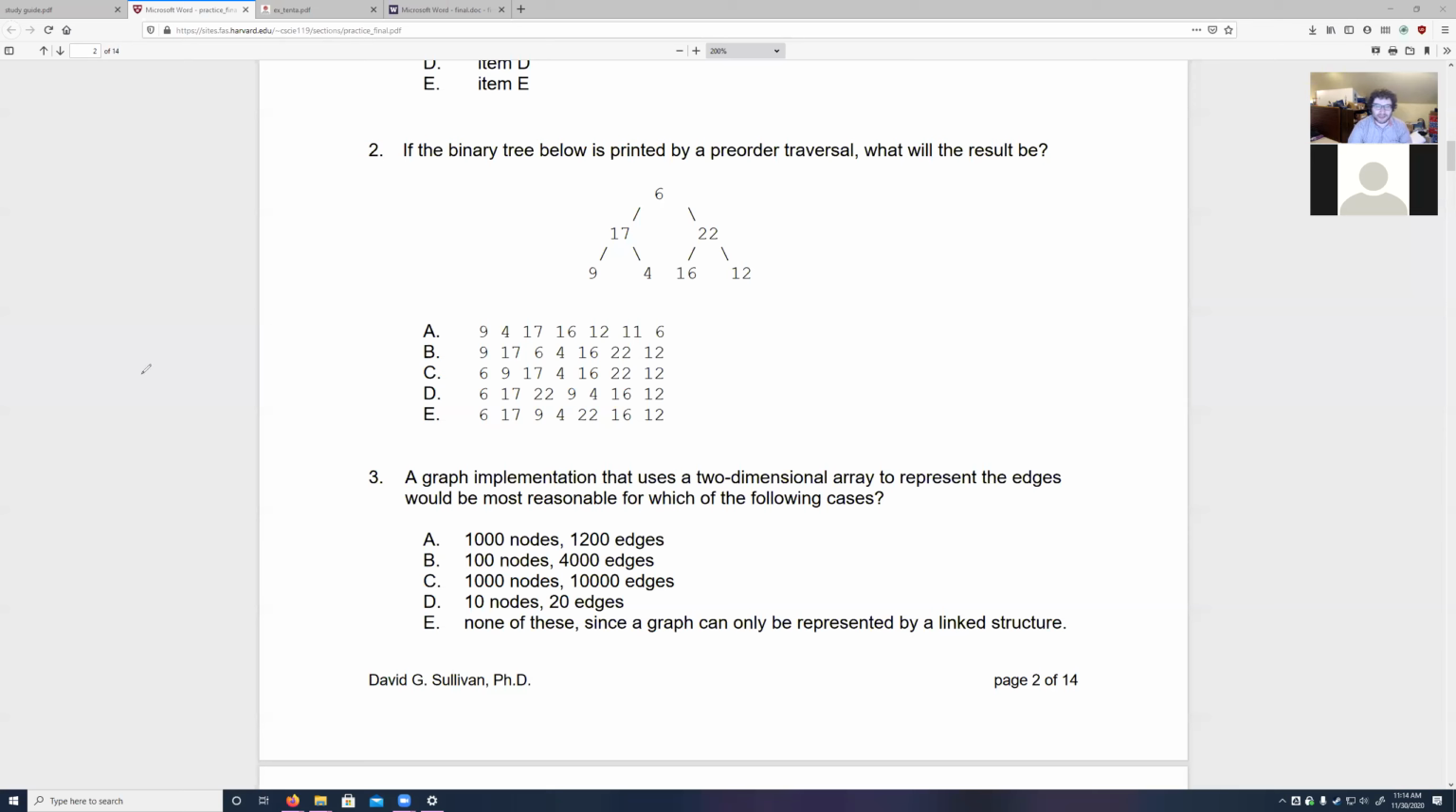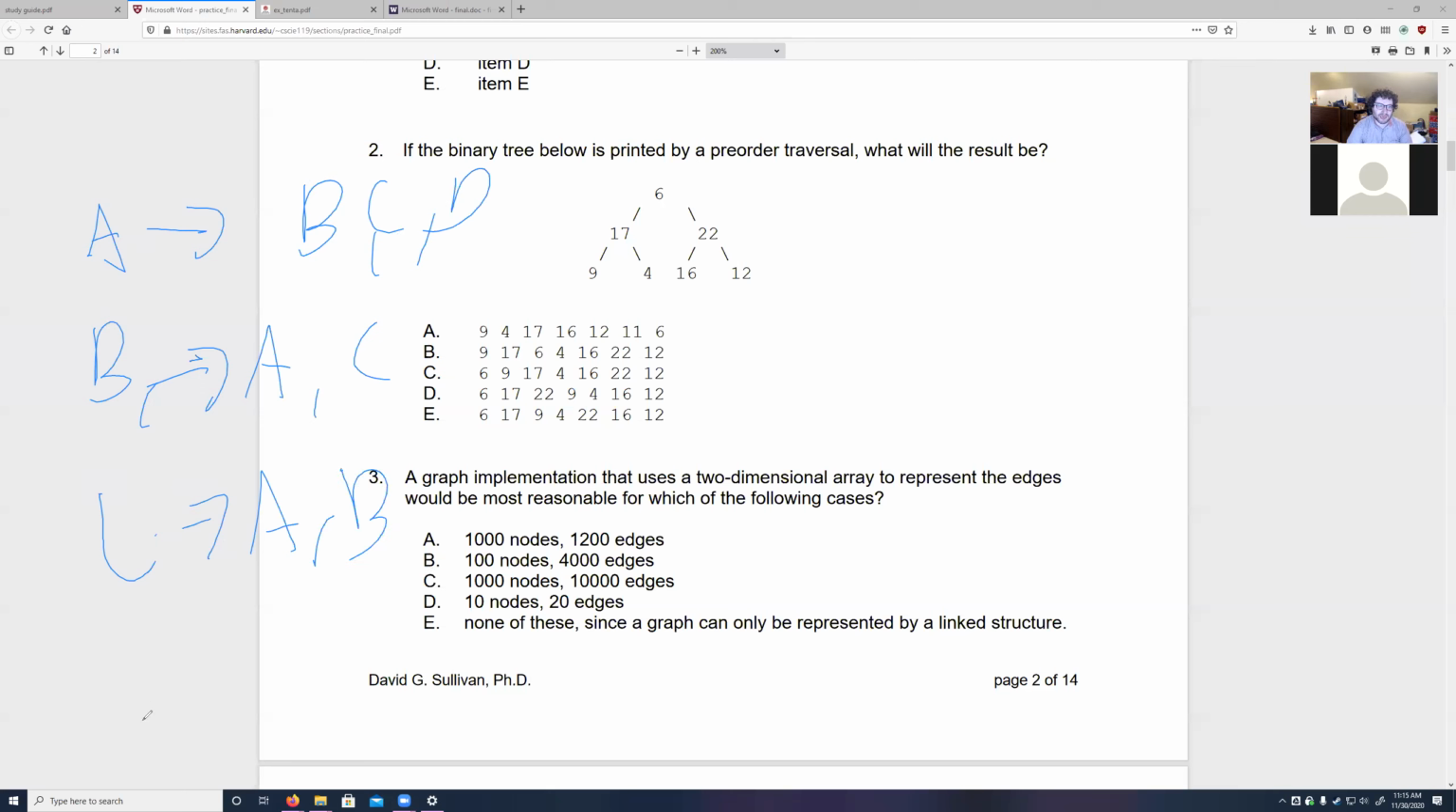One is a linked structure. So basically you have a linked list and say A has a connection, an edge, to B, C, and D. B has a connection to A and C. C has a connection to A and B, and D only has a connection to A. Right? That's one way to do it.